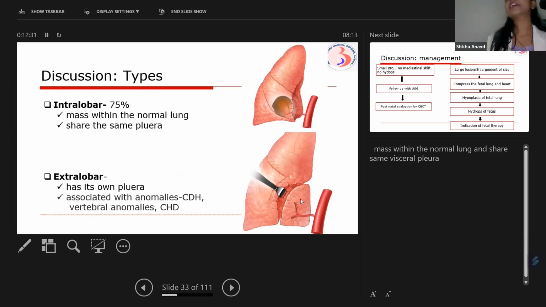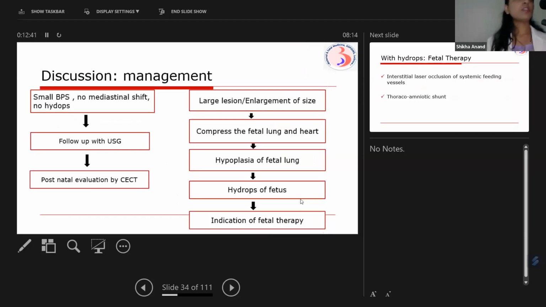Usually, the extralobar variety has a relatively worse prognosis than the intralobar variety, and it is also associated with anomalies of other systems. So small BPS without mediastinal shift and hydrops are followed up with ultrasound, and postnatal evaluation is done by CECT.